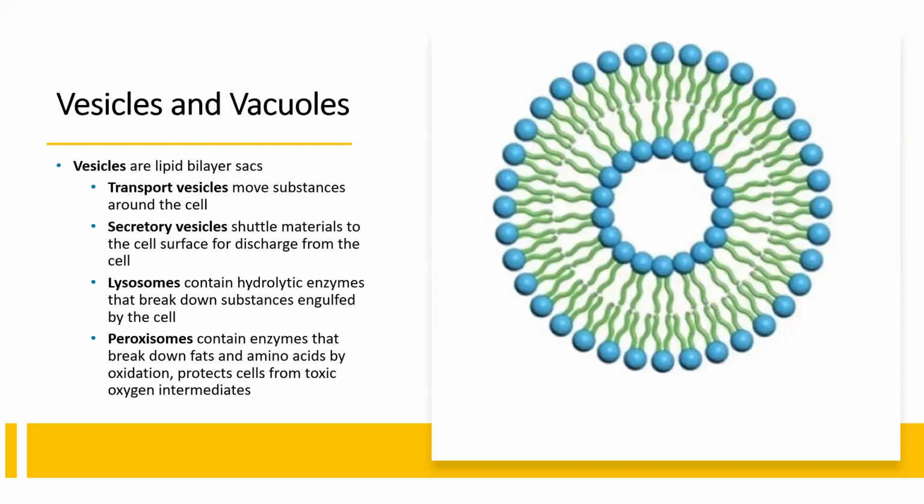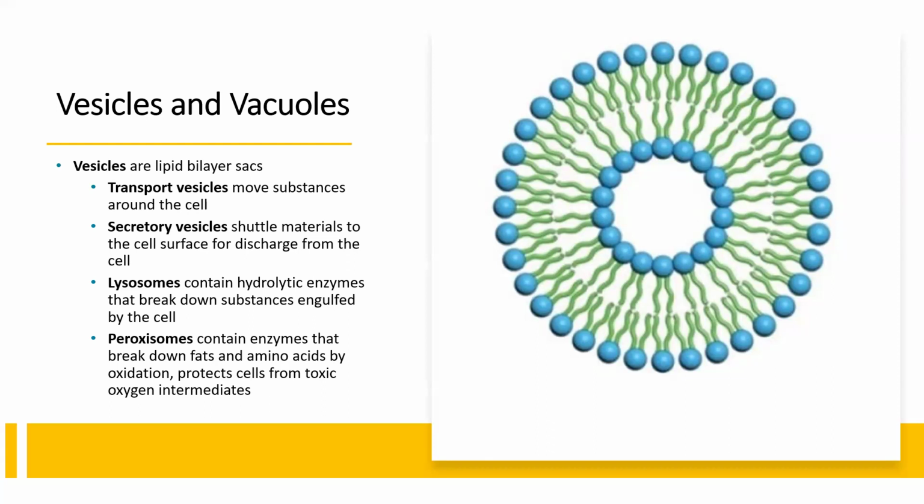We've got vesicles and vacuoles. Vesicles come in a couple of different flavors. They all have some sort of lipid bilayer. You've got transport vesicles, secretory vesicles, lysosomes, and peroxisomes. Transport vesicles are going to move substances around the cell, going along those microtubules. The secretory vesicles are going to move stuff outside of the cell, get rid of waste, going along those microtubules.